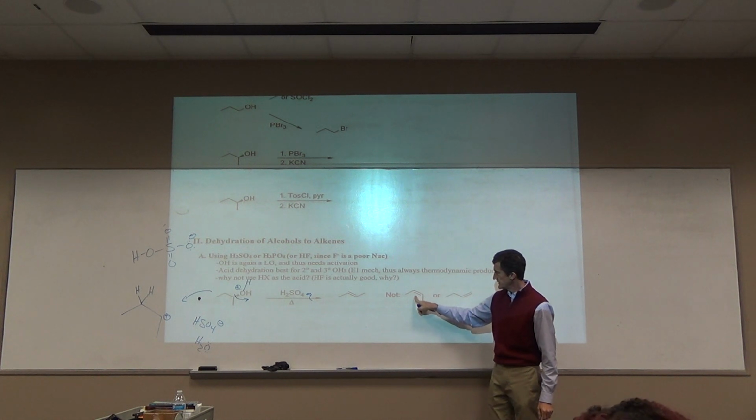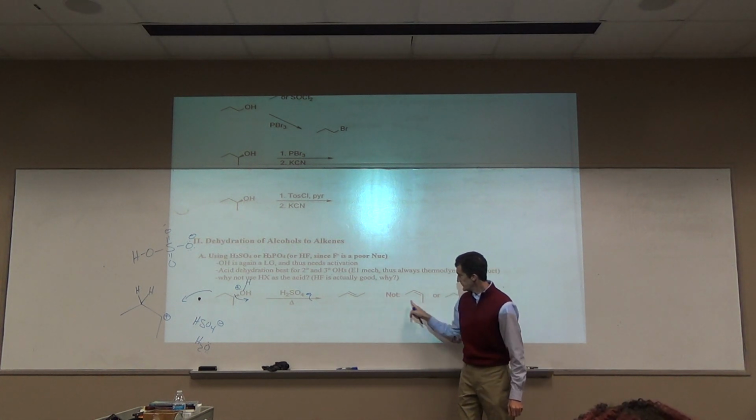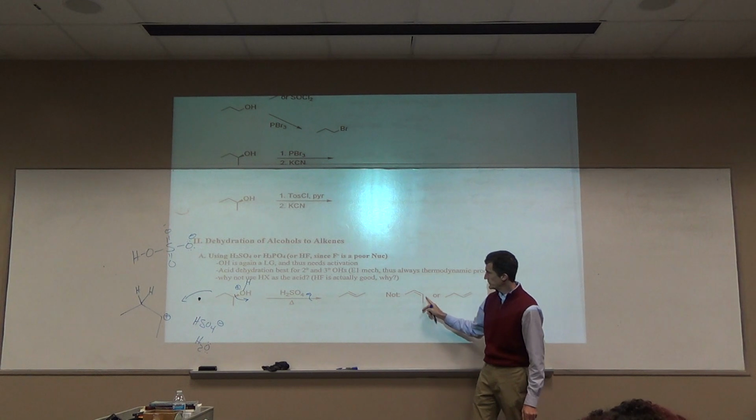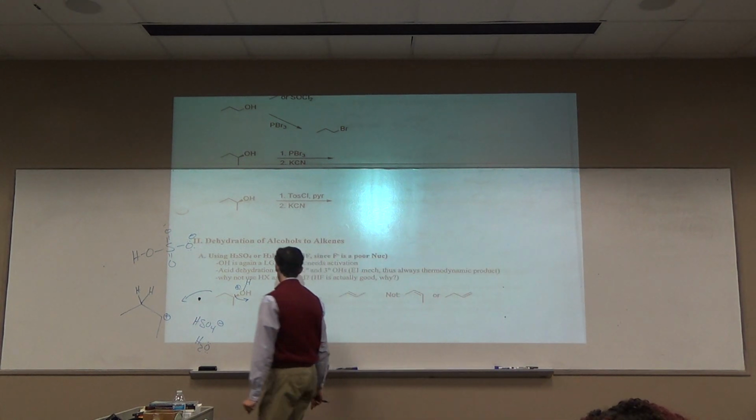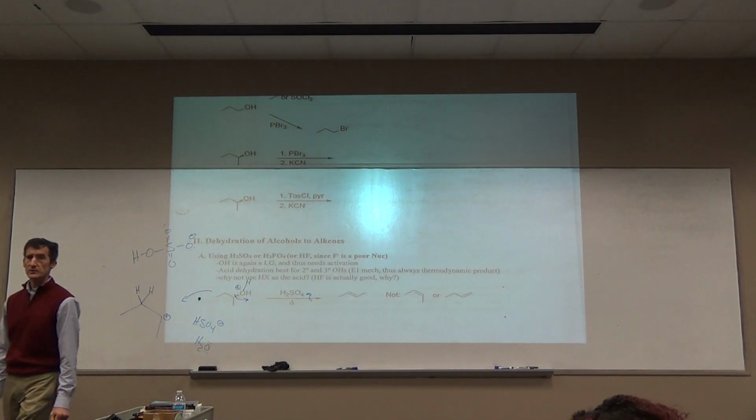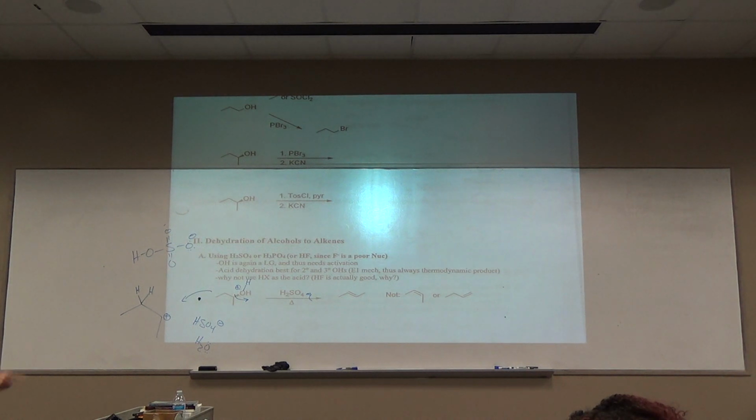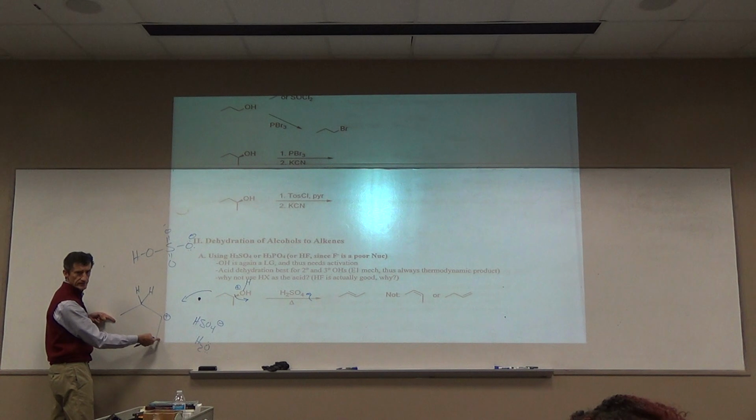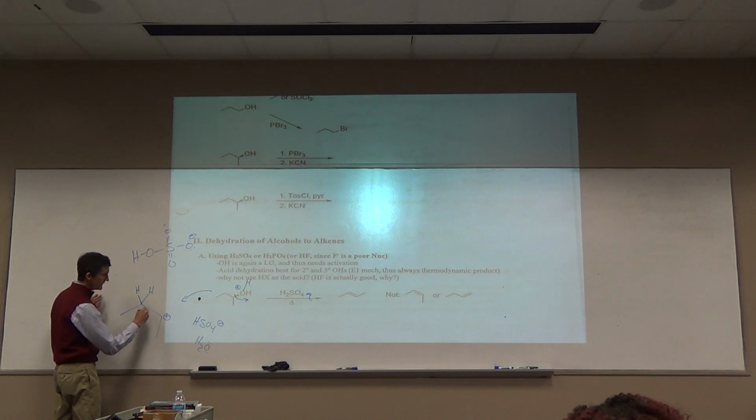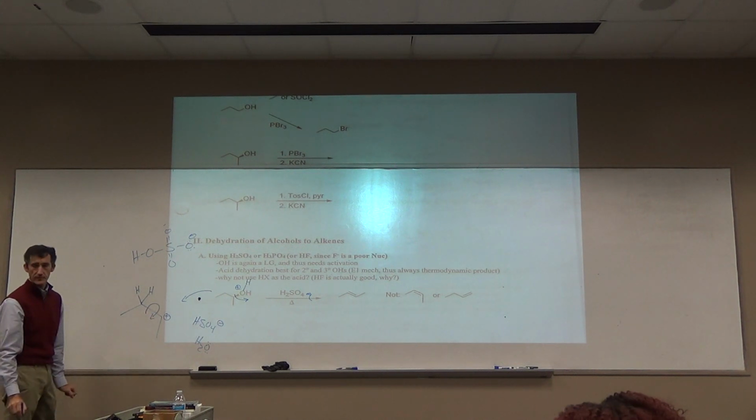But that's also Zaitsev. What's the difference here? Which one are we going to get here? Trans. E1 always gives the thermodynamic product, the most stable. Most stable of the three is the trans product. Right here, the groups are cis. Well, guess what? This has free rotation, right?